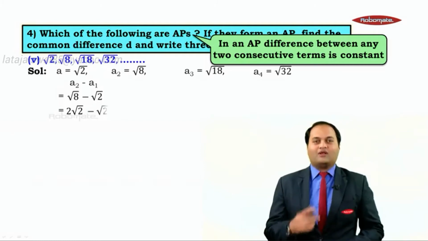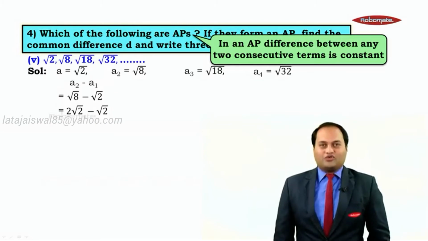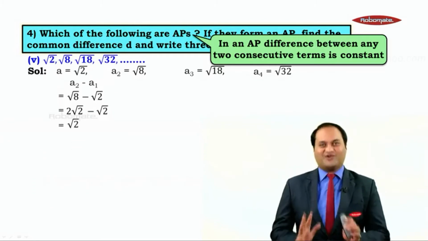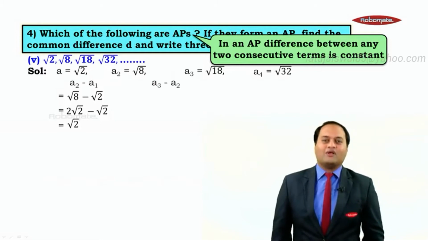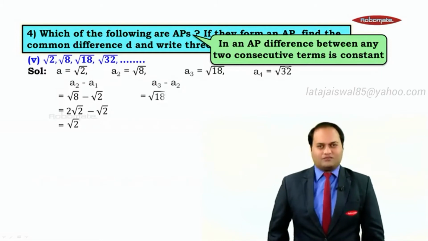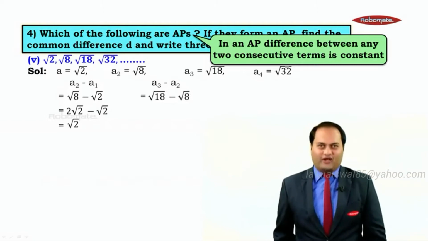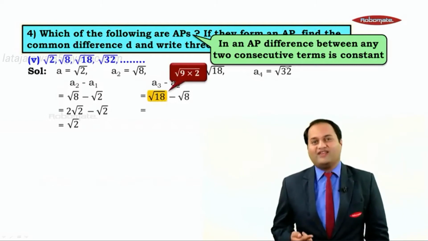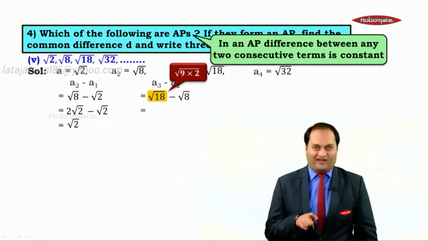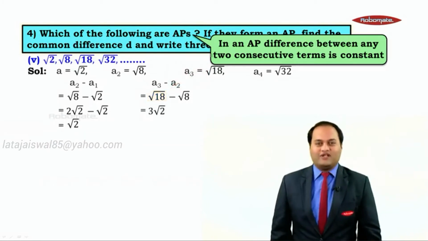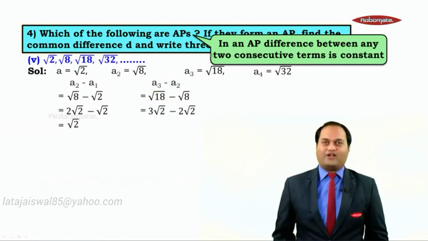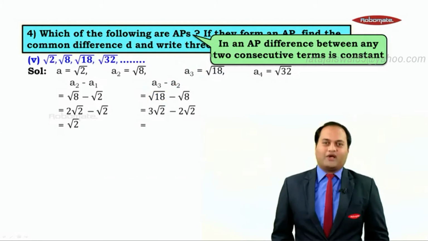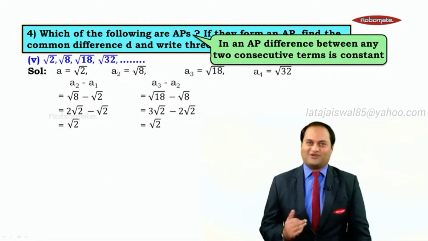Clear? So you get 2 root 2 minus root 2. What is 2 root 2 minus root 2? It is 1 root 2. So basically it is root 2. Let's move on. A3 minus A2. That's root 18 minus root 8. Similarly, you can see root 18 is basically root of 9 into 2, where 9 is a perfect square. So root 9 becomes 3 root 2, minus root 8, which is 2 root 2, we just saw. 3 root 2 minus 2 root 2 will be again equal to 1 root 2, which is root 2.